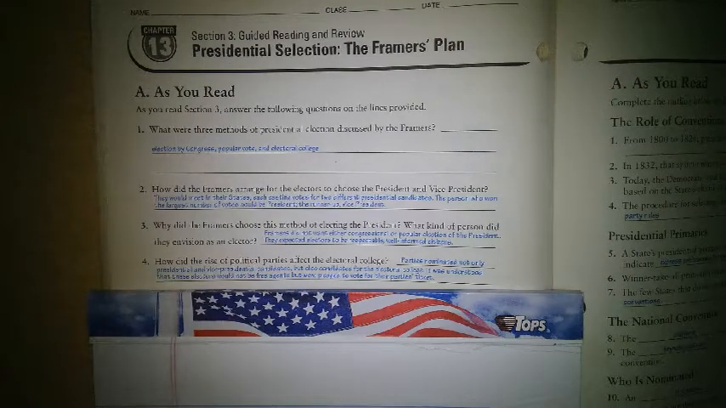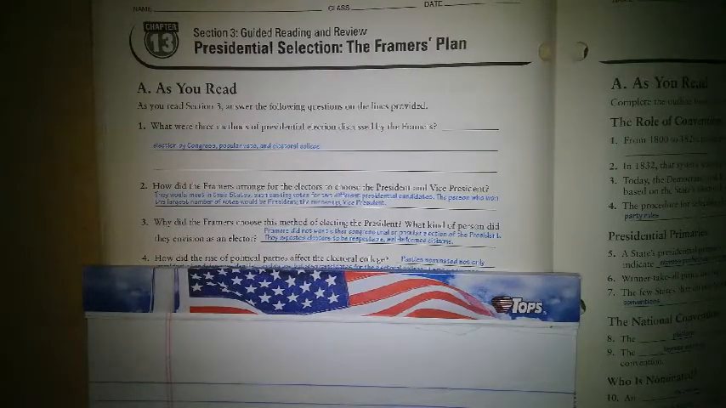And we've already kind of talked about why this would be a problem, right? And it's on the board. It says each elector would cast 2 electoral votes, each for a different candidate. The candidate with the most electoral votes would become the president. The candidate with the second most votes would become the vice president. Problem being, you're going to have people who disagree with one another trying to run the country.